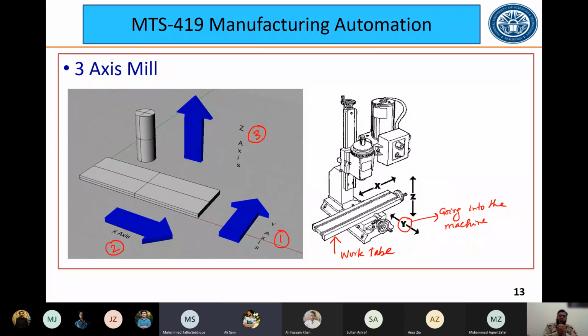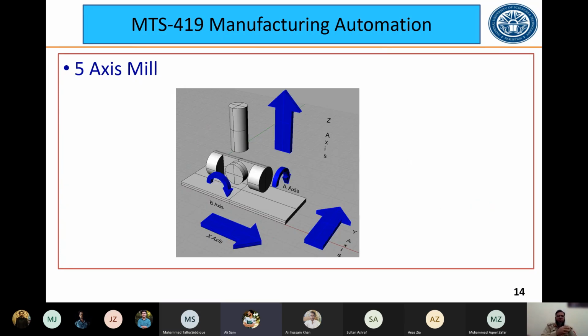5 axis machines. So what would that mean, 5 axis? From where will the other 2 axes come? I think one is that the tool head can rotate. Okay, in fact, let me just show you this. This is actually the rotation about any of the linear axes.